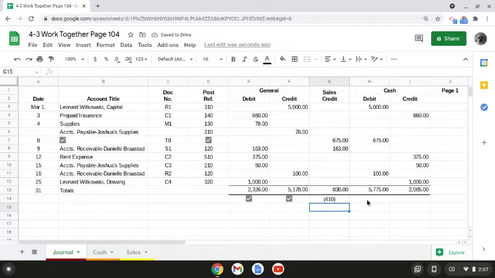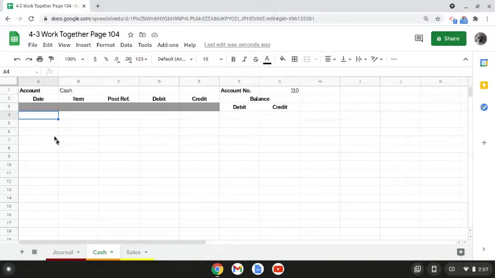Now we're going to be moving on to the cash debit column. The total of the cash debit column was recorded as $5,775. The first thing that we're going to do here is come over to the cash ledger and put in the date, which is March 31st. Next, we're going to come over to the post reference column and put in the number 1 because this came from page 1 of the journal.